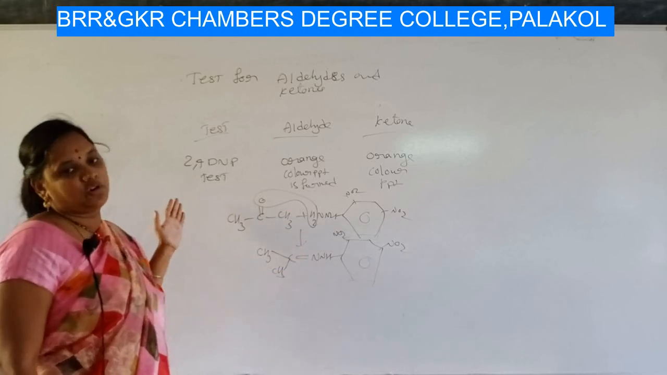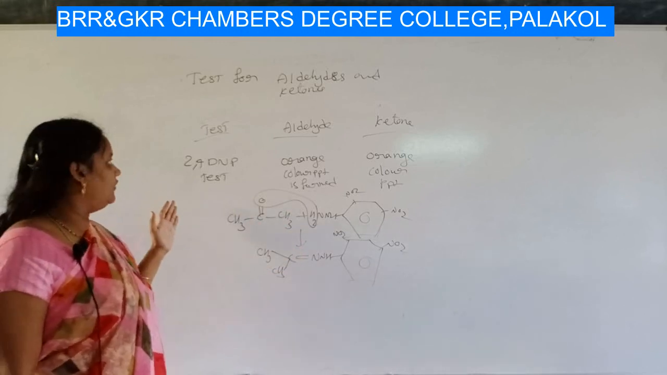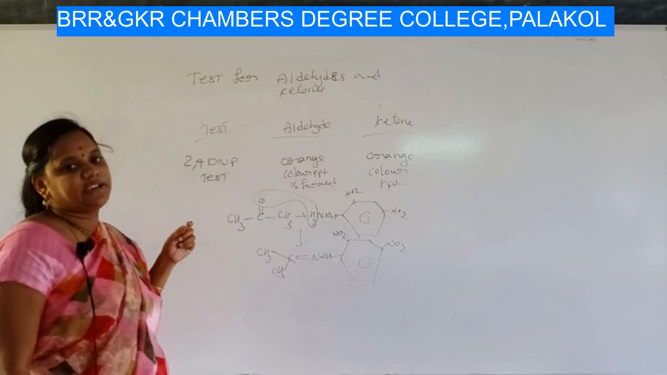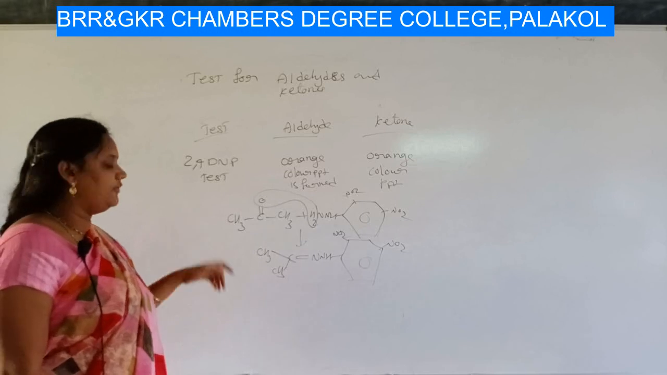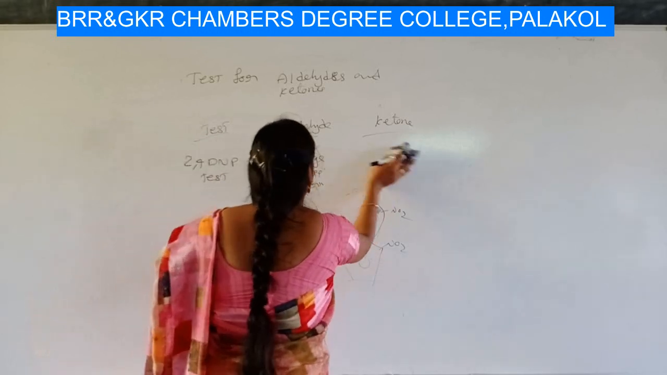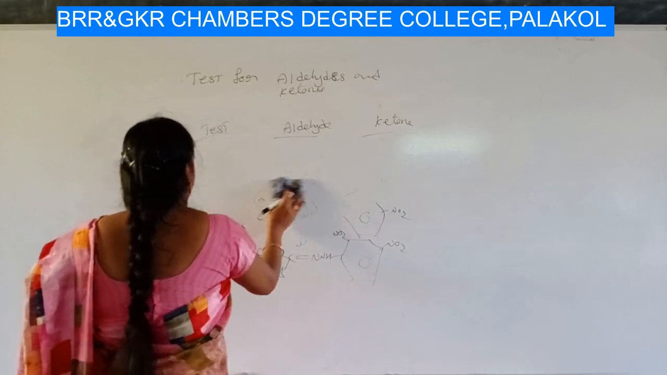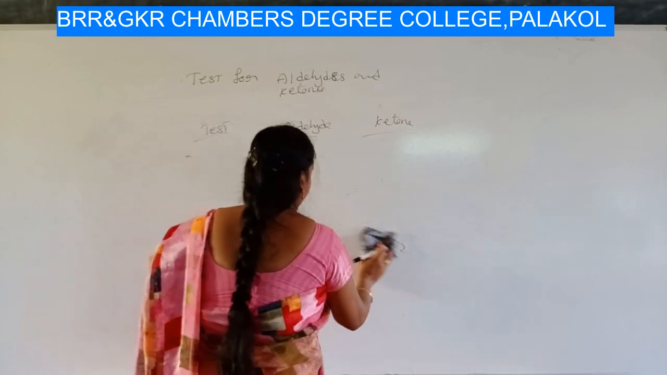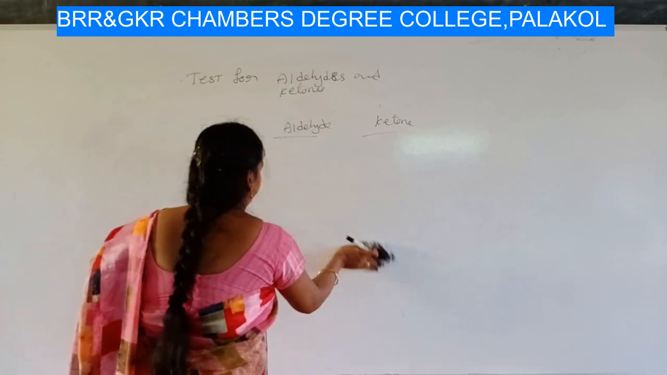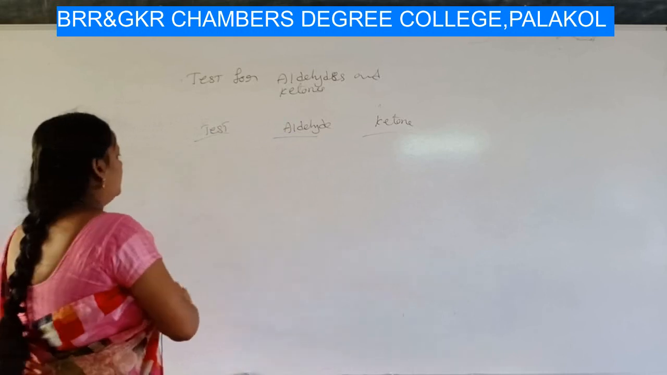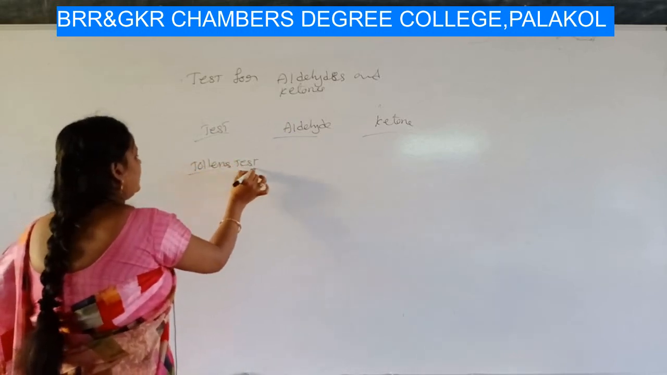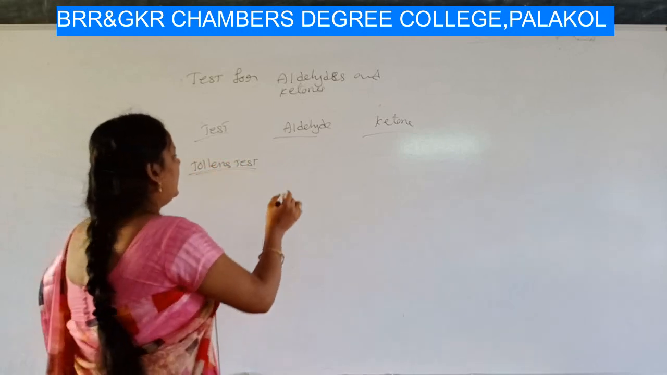phenylhydrazone. This is about the first test of carbonyl compounds, which is used to identify just the functional group of carbonyl compounds, that is the 2,4 DNP test. What happens when you do Tollens test?